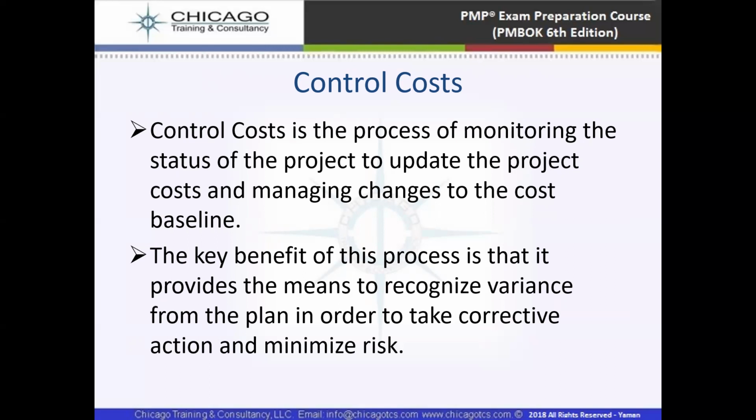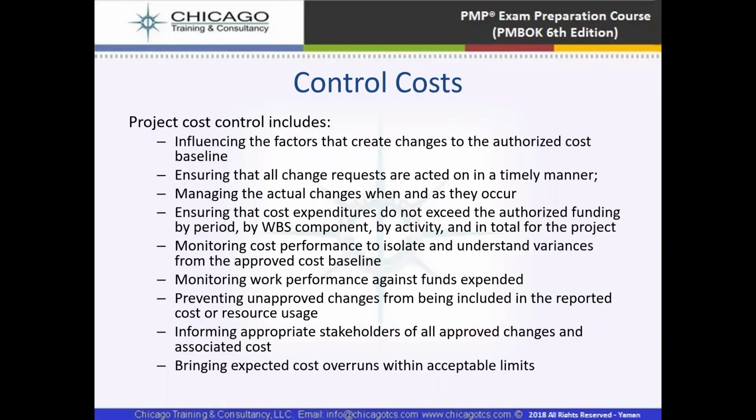The definition of control cost is the process of monitoring the status of the project to update the project cost and manage changes to the cost baseline. It means we are going to monitor the cost based on the project updates, and we are going to see how the changes will affect the cost baseline and how these changes will be determined. And the benefit of this process is it provides us the means to recognize variance from the plan, in order to take corrective action and minimize the risks.